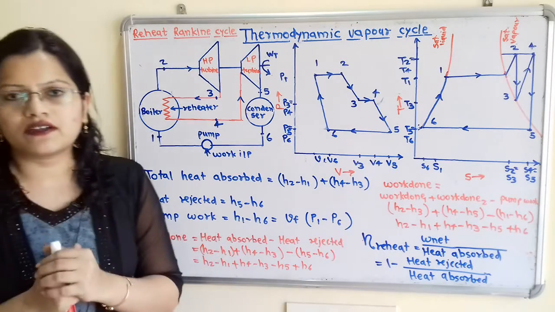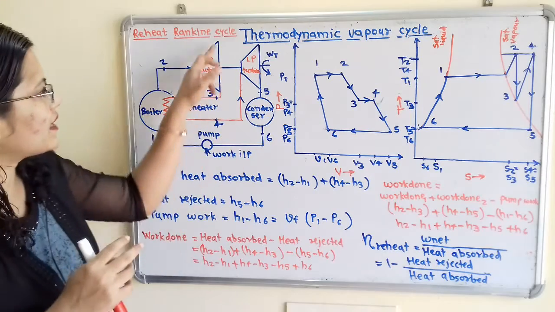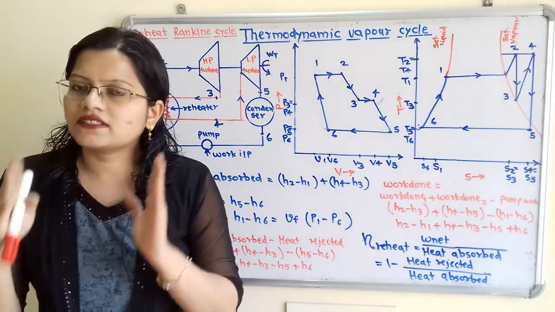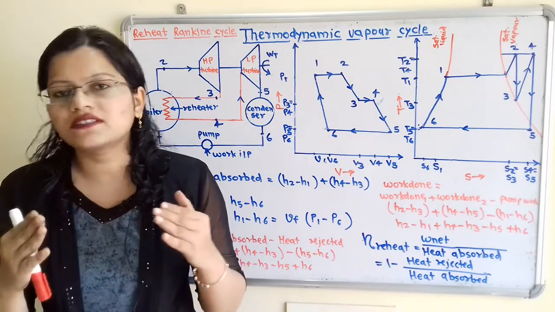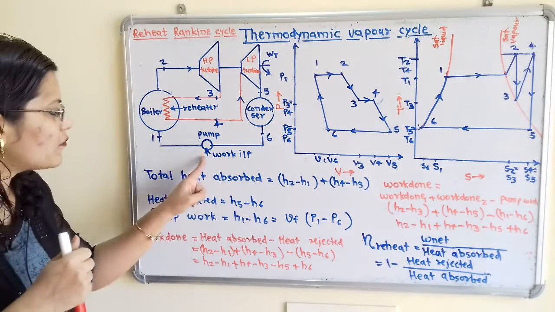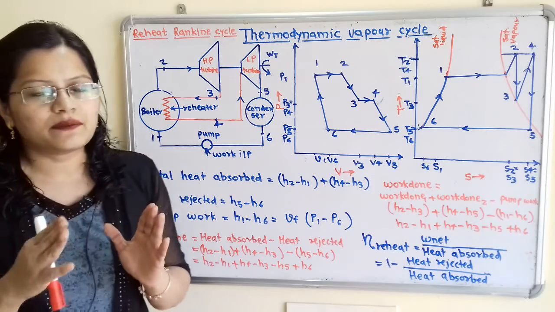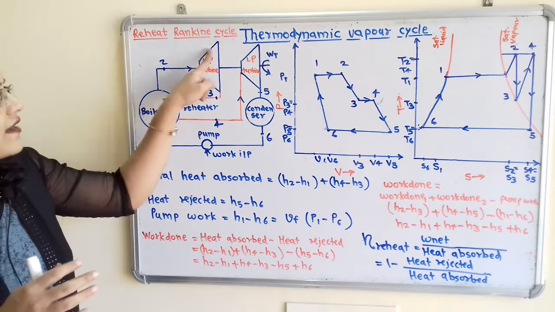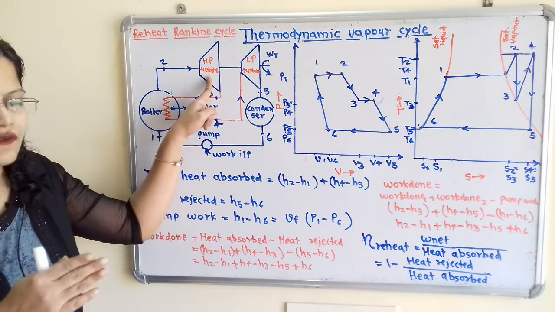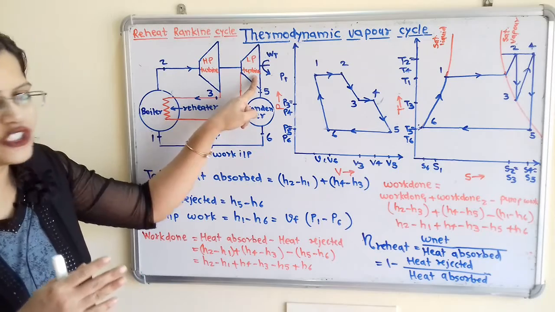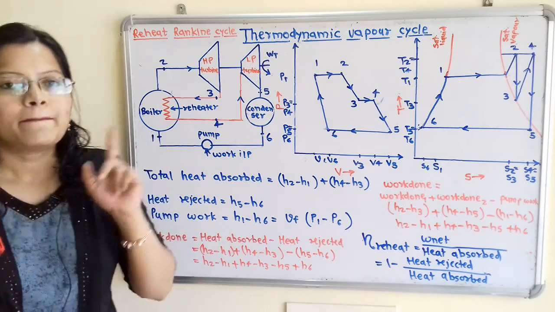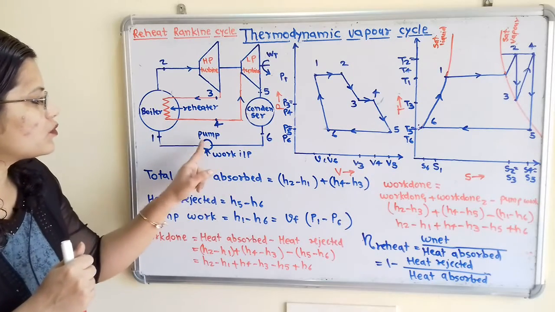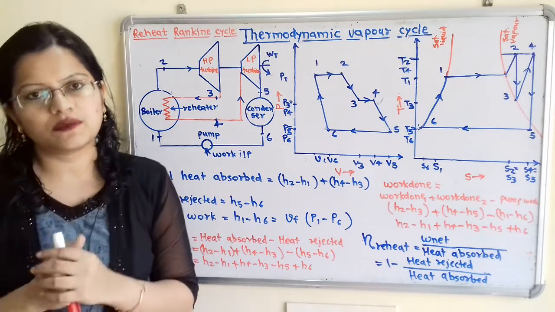Now what is the second way? During the expansion process, here there is two-stage expansion, some work is done, and when we consider the net work done, there is some work input to the pump. That means net work done during the whole process is work done in the high pressure turbine, that is work done 1, plus work done in the low pressure turbine, that is work done 2, minus the pump work, that is the work input for the pump, which we subtract.